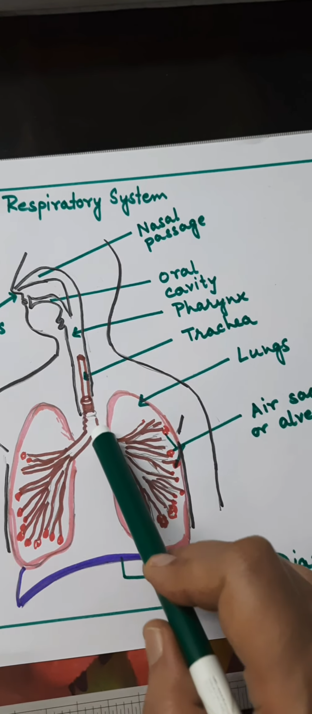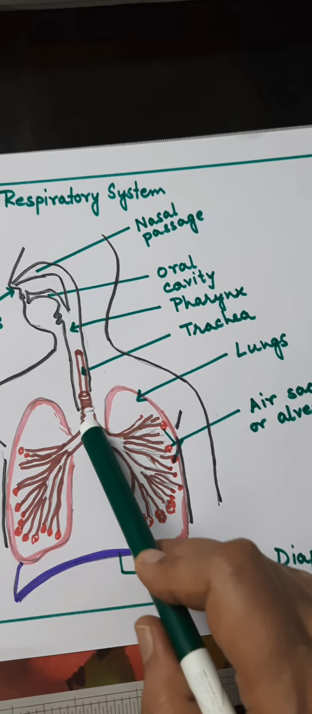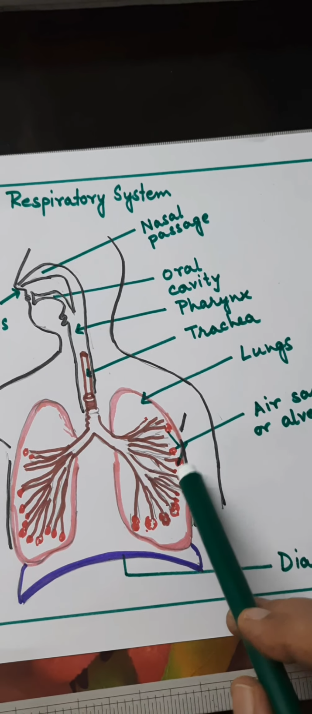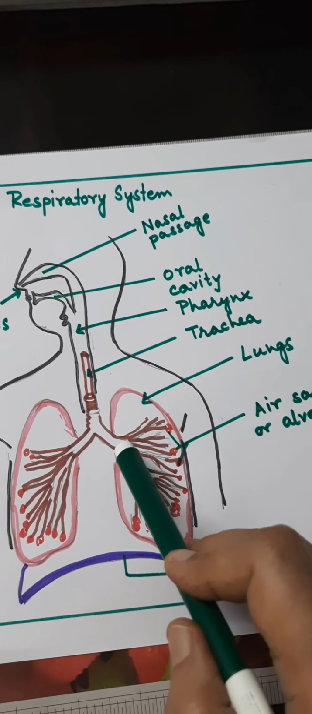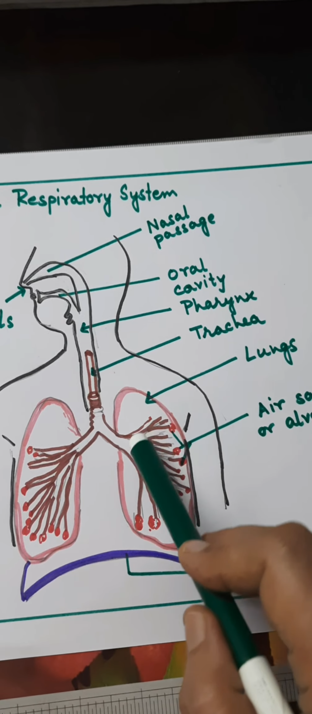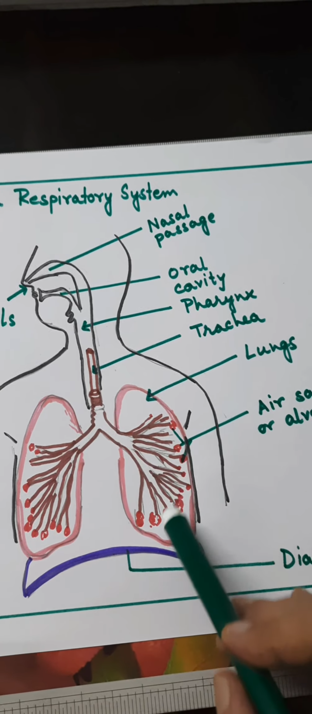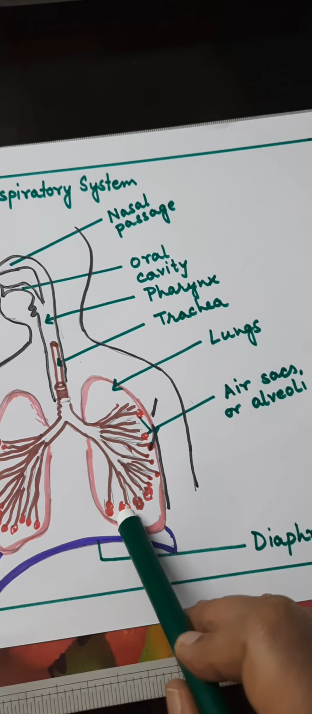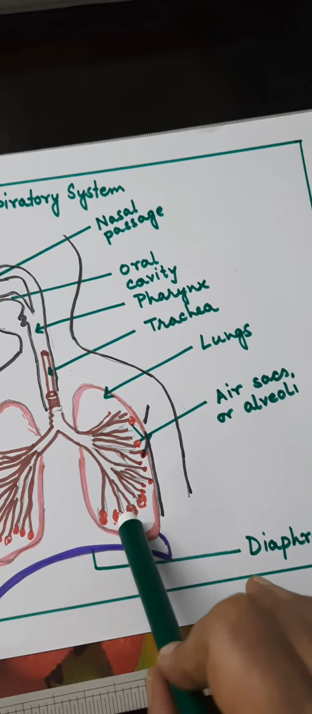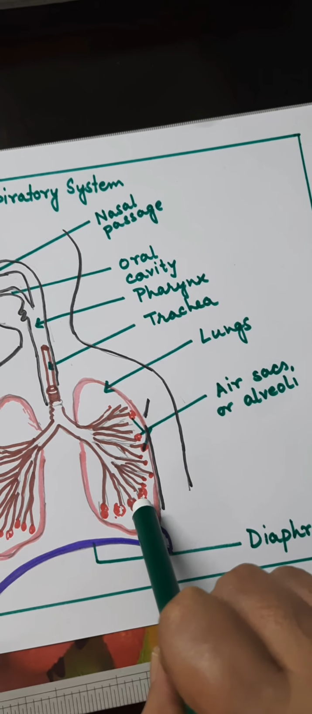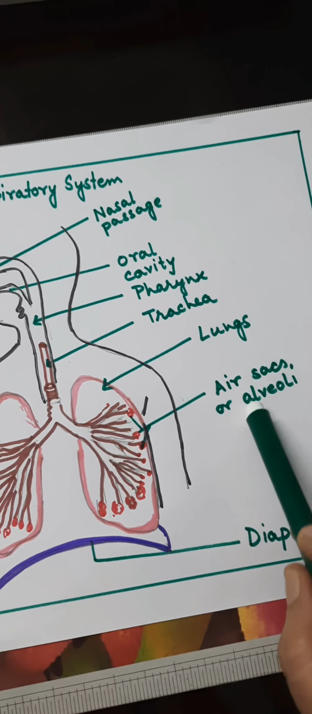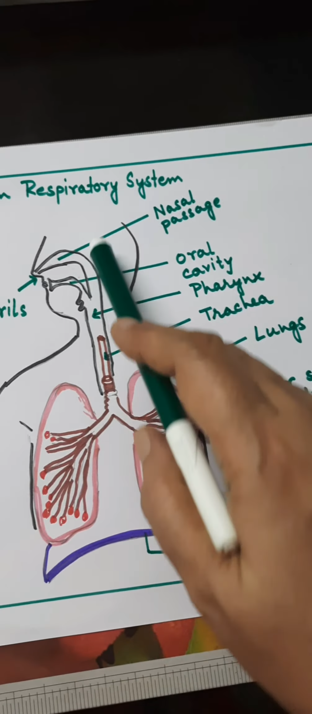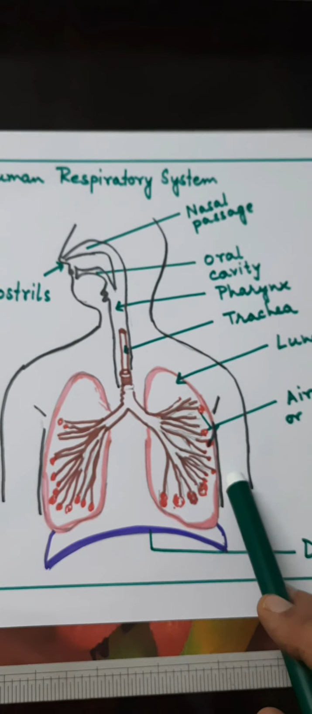The trachea breaks into two branches. Each branch enters into each lung, right? When it enters the lungs, it breaks into smaller branches. It gives more and smaller branches, and each small branch ends in the small red colored structure which I have drawn. These are called the air sacs or alveoli. So these are the parts of the human respiratory system.